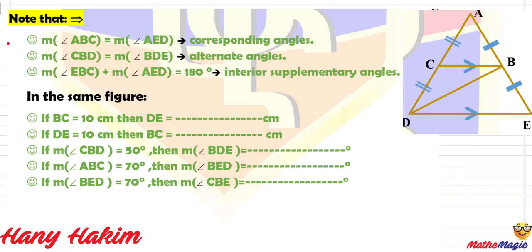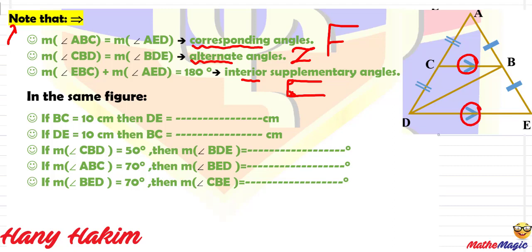Another point I need to revise with you. We studied before something called corresponding angles, located by the letter F. We studied before something called alternate angles, referred to by the letter Z. The interior angles are referred to by the letter U. For the first part, here we have BC and ED as two parallel sides. So I can write BC parallel to AD.